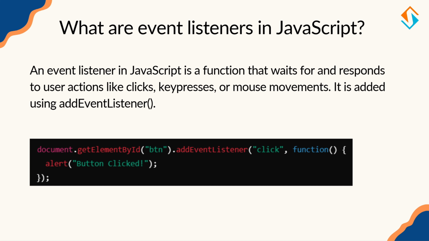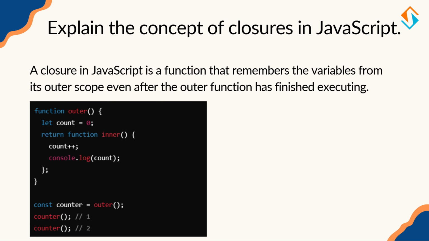Event listeners are functions that wait for user actions like clicks, key presses, or form submissions. So here I have given you an example. This will show an alert when the button is clicked. So now let's move on to the next question.